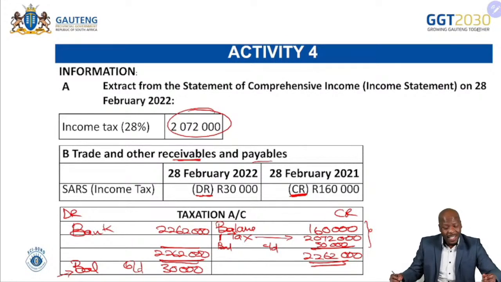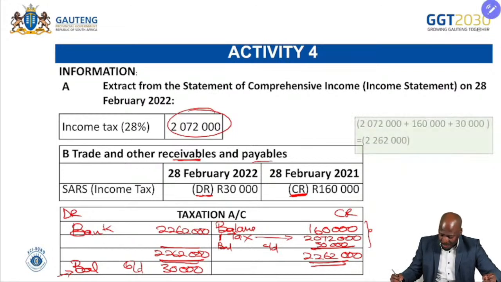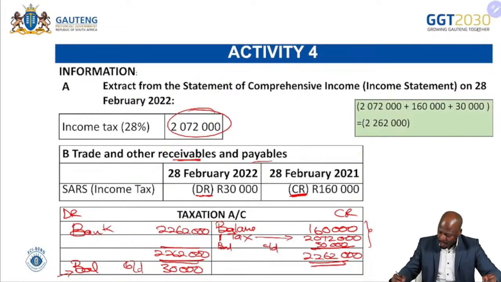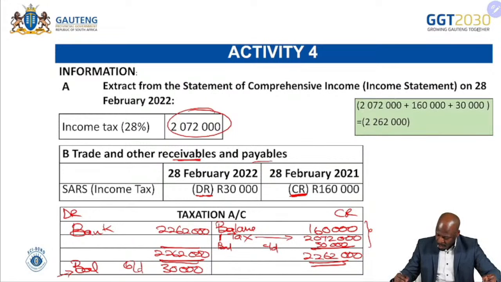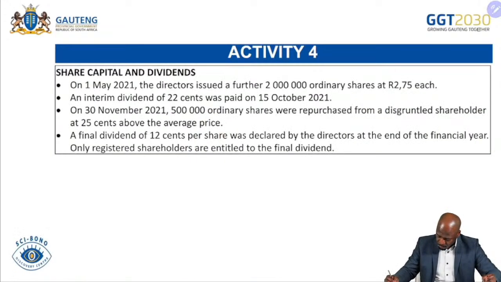Okay, so as I'm chasing behind time, I'm going to quickly go on to my dividends. Here is the other way that we'd have calculated it. 2,072,000 plus the 160 plus the 30 gives you the 2,262,000. Then it says the directors issued a further. So here in this particular case, we want to calculate the dividends paid.